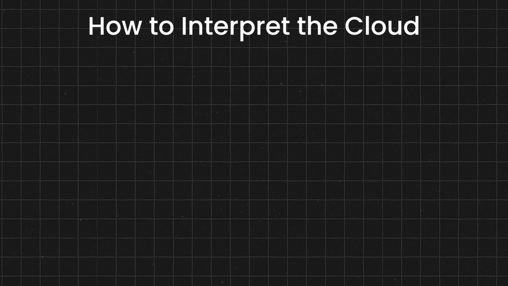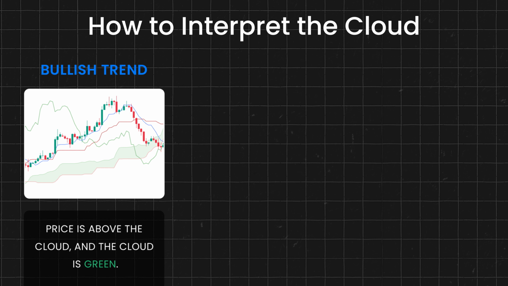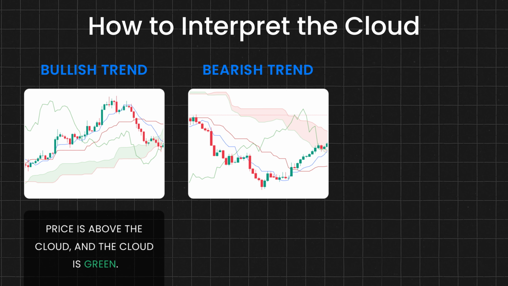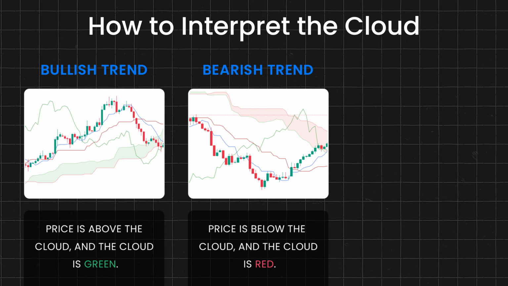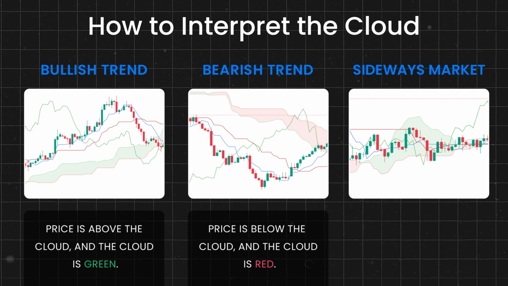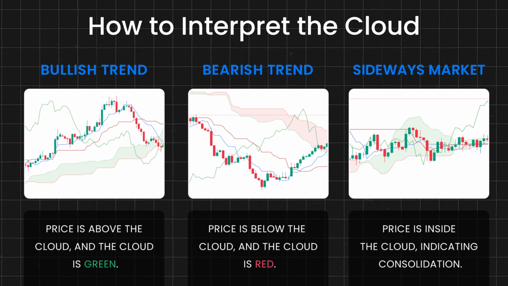How to interpret the cloud? Bullish trend. Price is above the cloud, and the cloud is green. Bearish trend. Price is below the cloud, and the cloud is red. Sideways market. Price is inside the cloud, indicating consolidation.